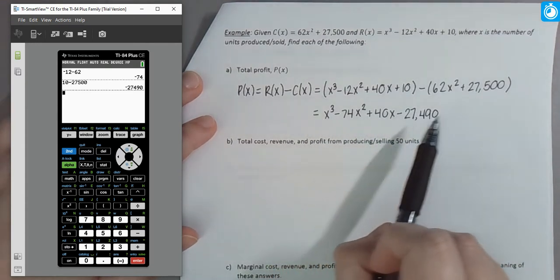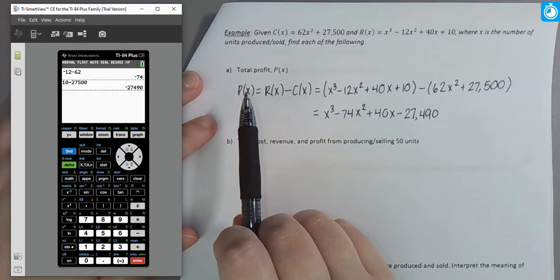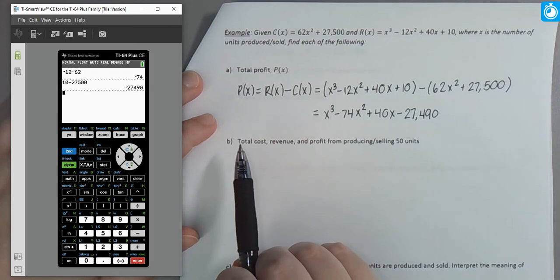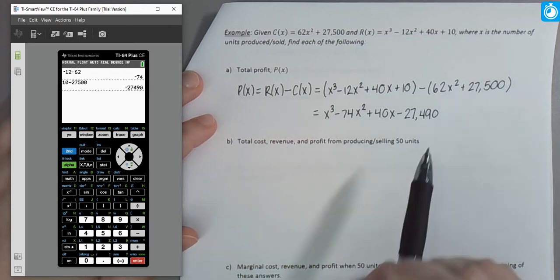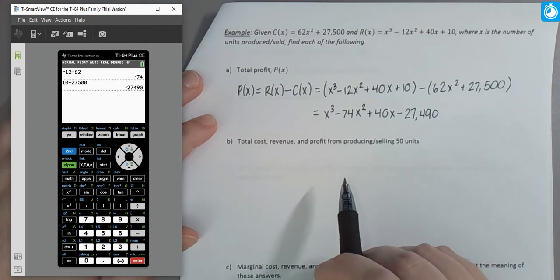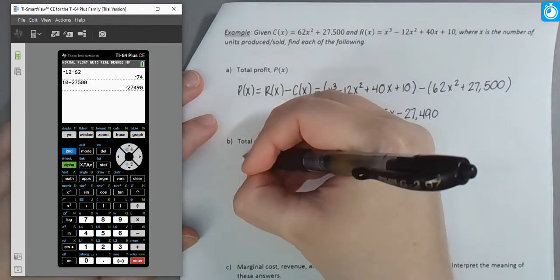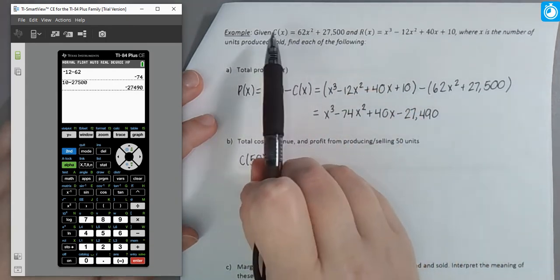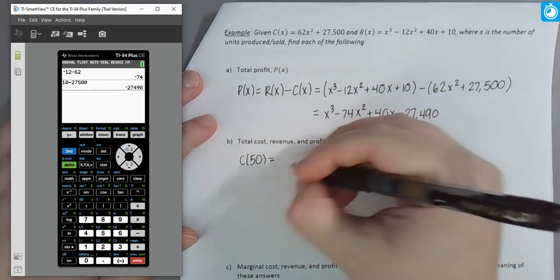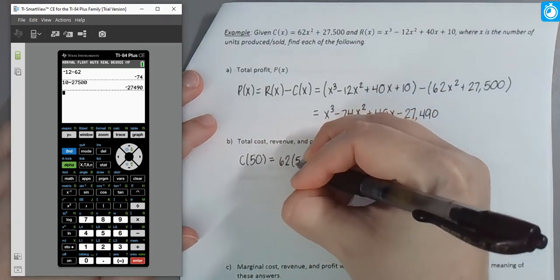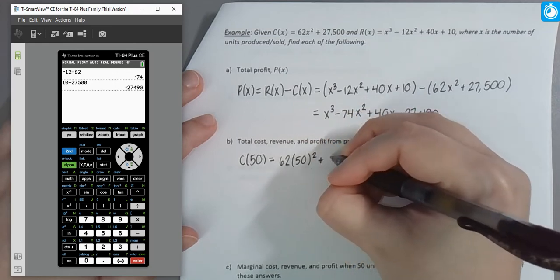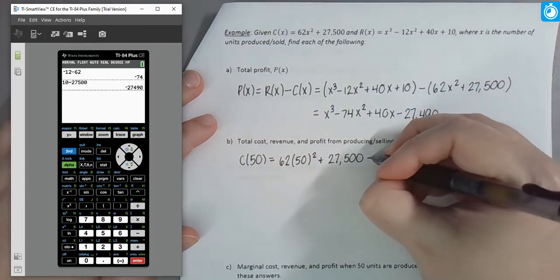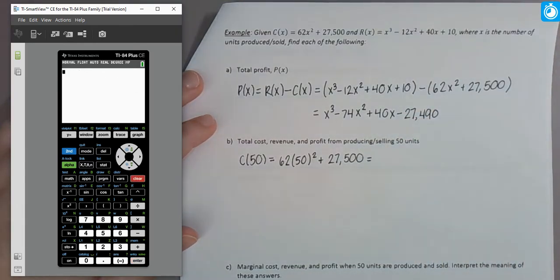So this function tells us what our profit is going to be based on our level of production, the number of units, x. So the next thing we want to find is the total cost, revenue, and profit from producing and selling 50 units. In other words, when x is 50. So cost for selling 50 units is going to be our cost function evaluated with a value of 50. So 62 times 50 squared plus 27,500. And of course we can just plug that into the calculator if desired.